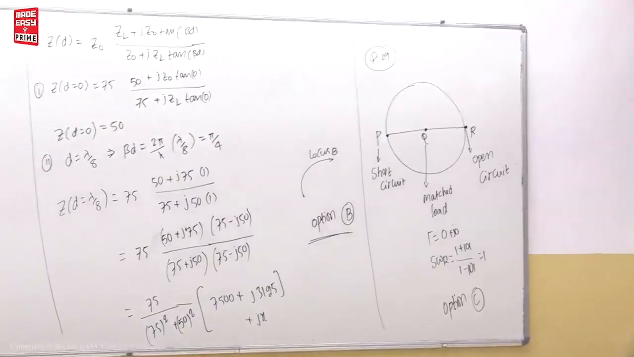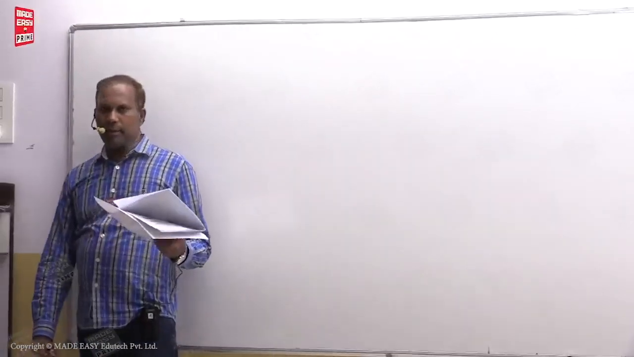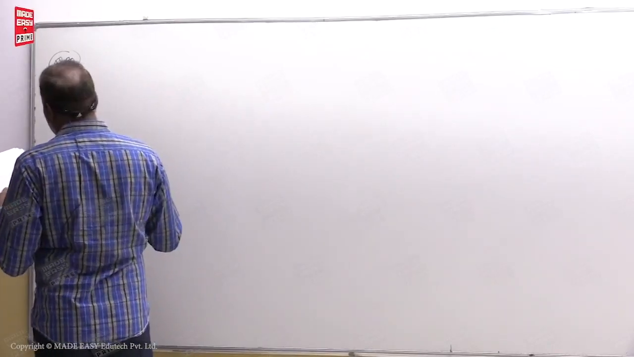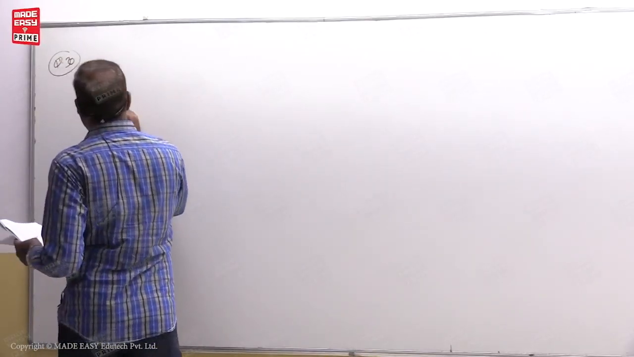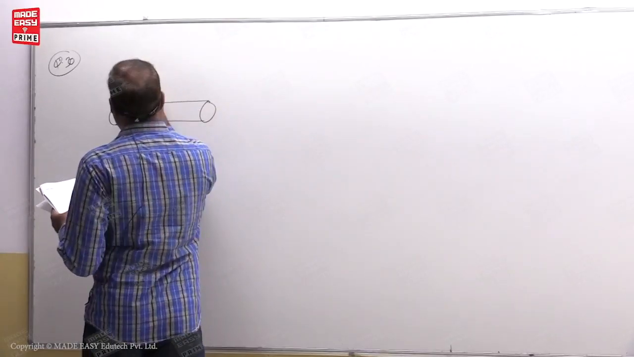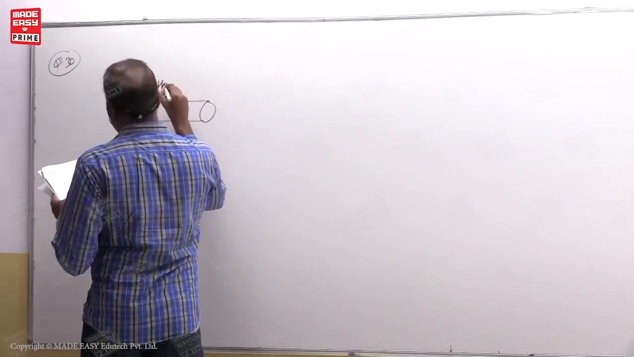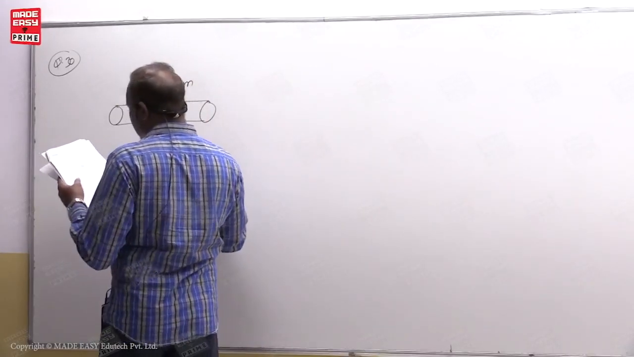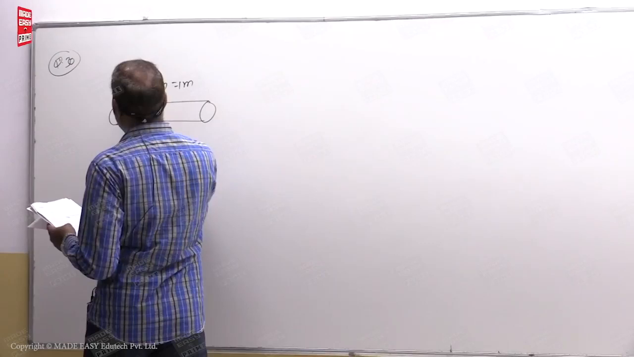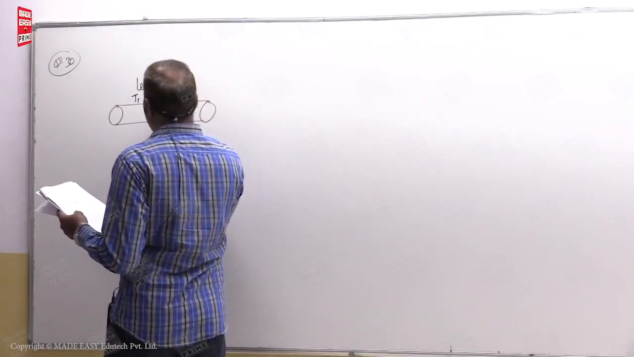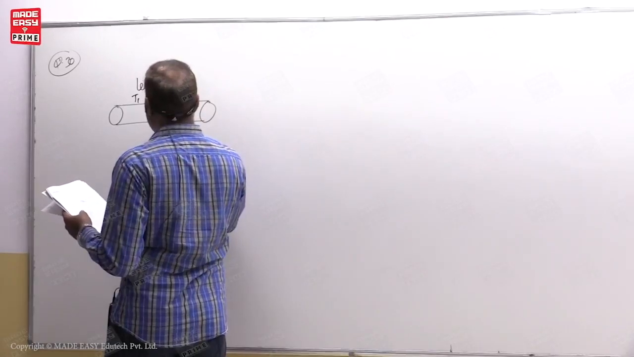Now here, 3 more questions are there. We will solve them. So dear students, here is question number 30. You can see there is one transmission line whose length is 1 meter. It is called the T1 transmission line. This is the T1 transmission line. Actually, he has used coaxial cables. Characteristic impedance of this is given as 50 ohm.